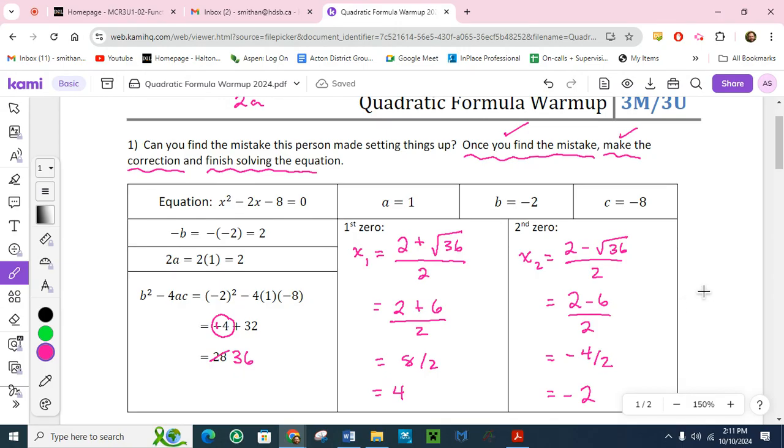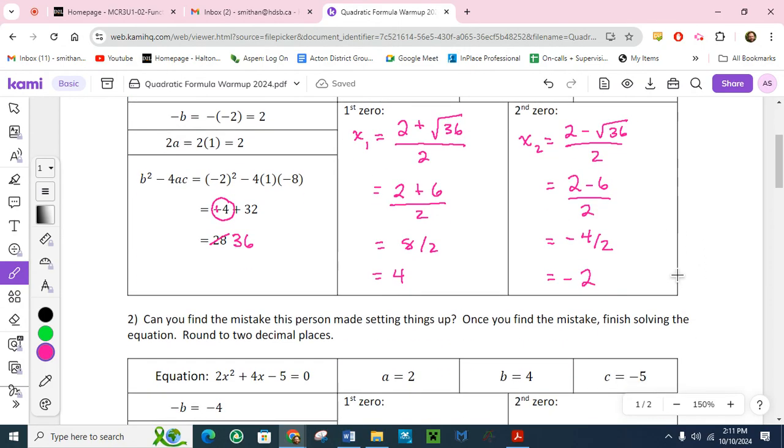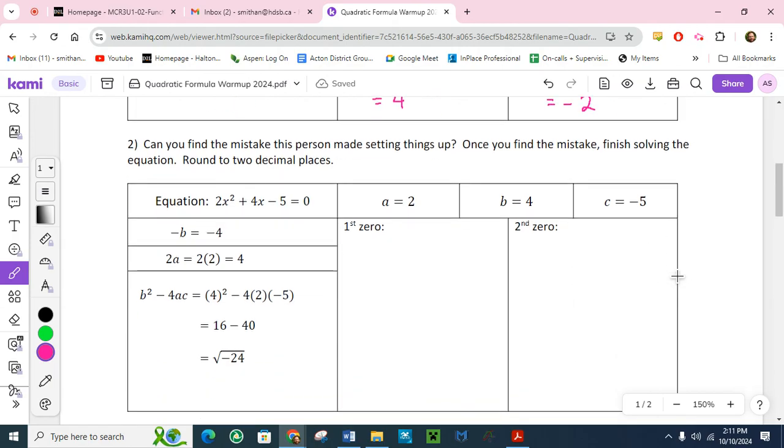All right, there's a mistake in the second one. Can you guys find it? I'll wait a second. There is a mistake. It should be positive 40. -4 times 2 times -5. Yeah. And so this should be not minus 24. Did I fix yours?